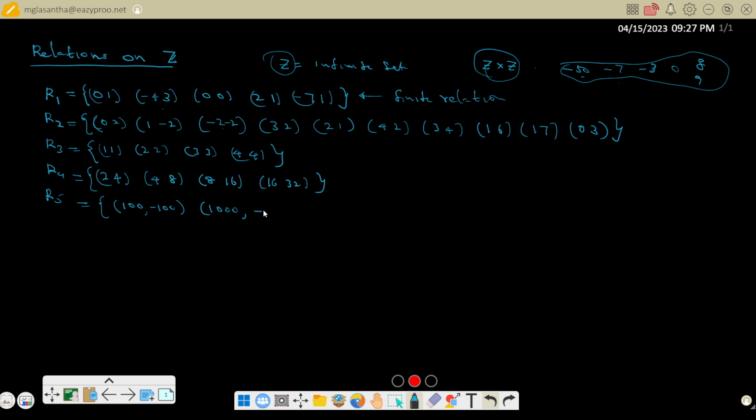Process, minus function. (1, -1), (10, -10), like that. So these are relations from the sets.